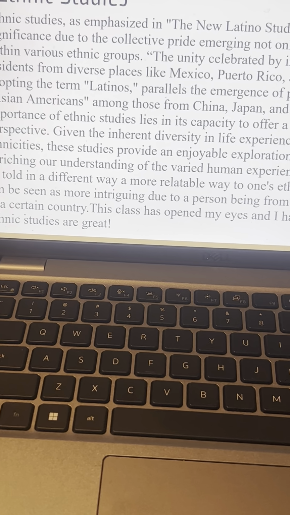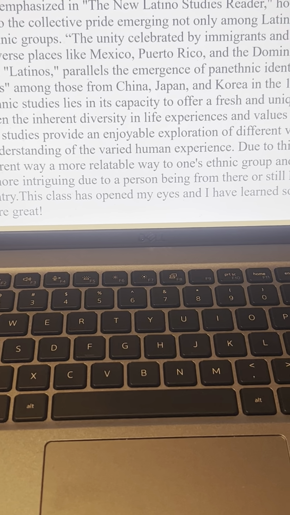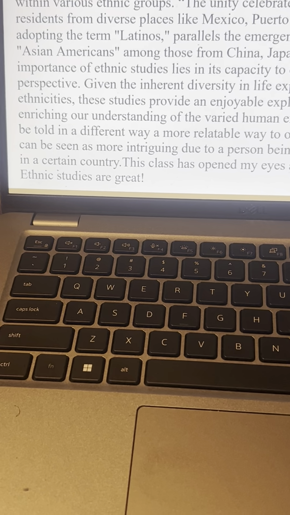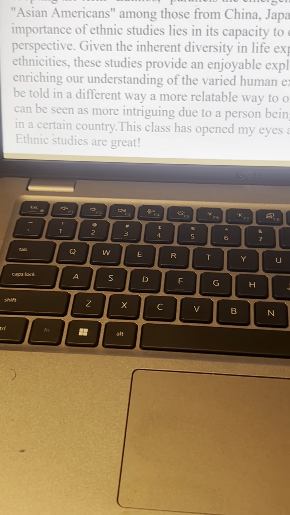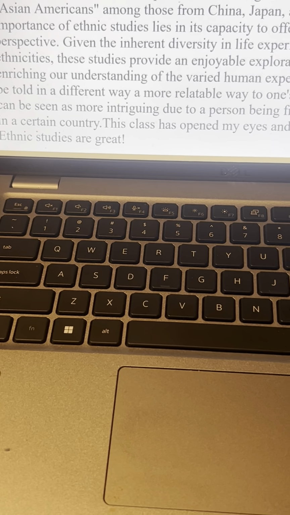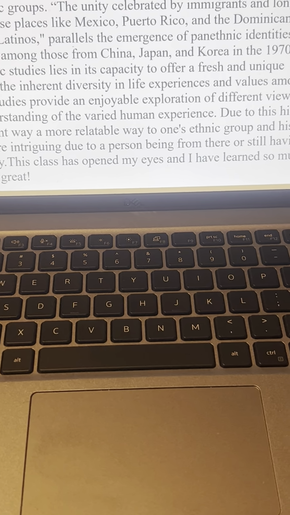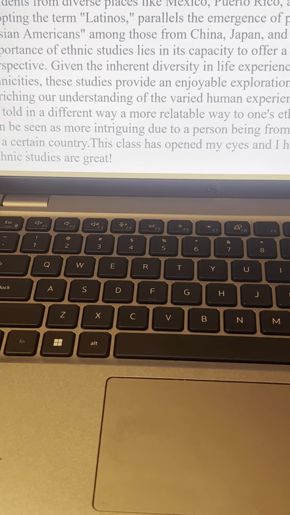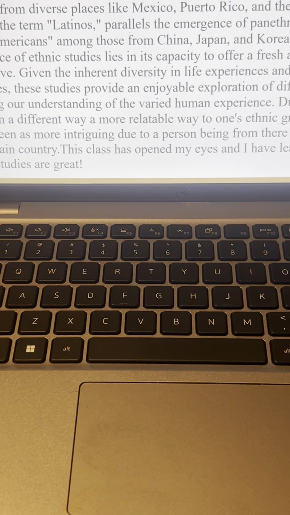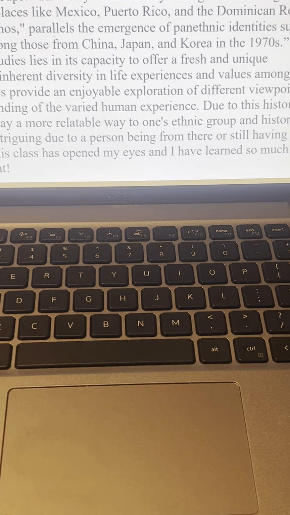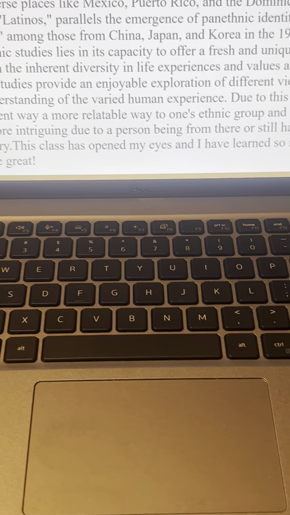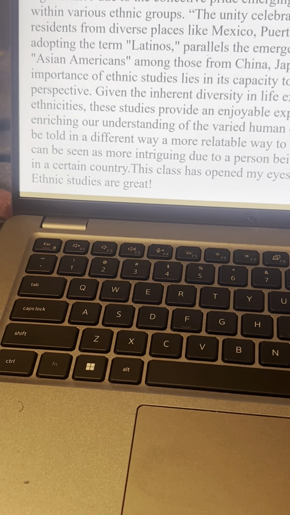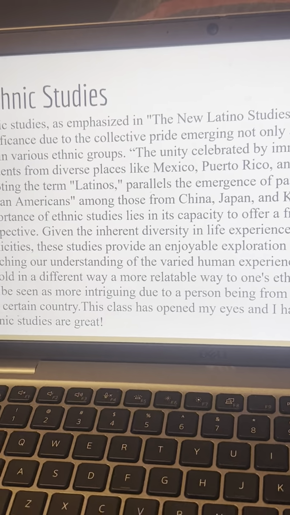The importance of ethnic studies lies in the capacity to offer a fresh and unique perspective, given the inherent diversity in life experiences and values, enriching our understanding of varied human experiences. Due to this, history can be seen as more intriguing due to a person being from there or still having family from there in a certain country. This class has opened my eyes, and I've learned so much in it. Ethnic studies are great.